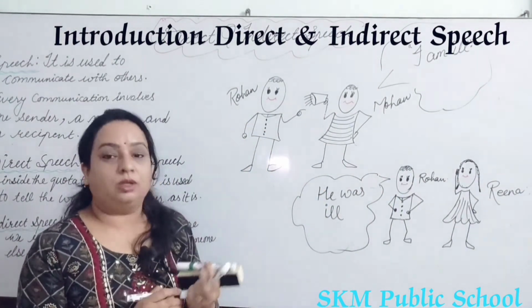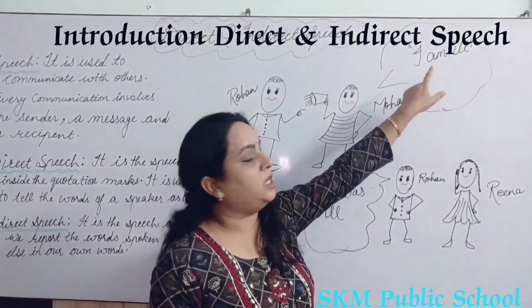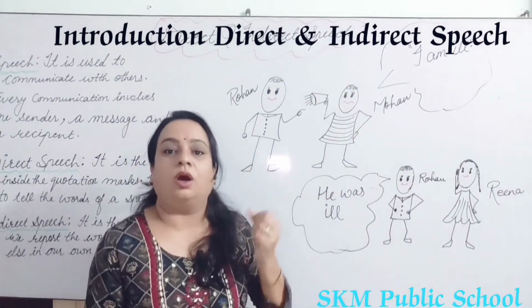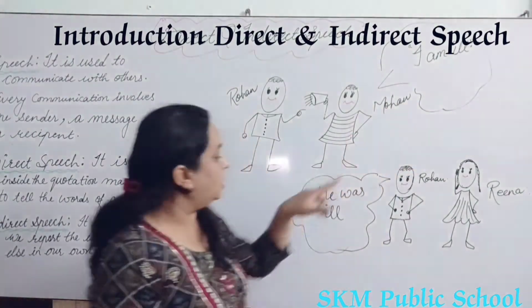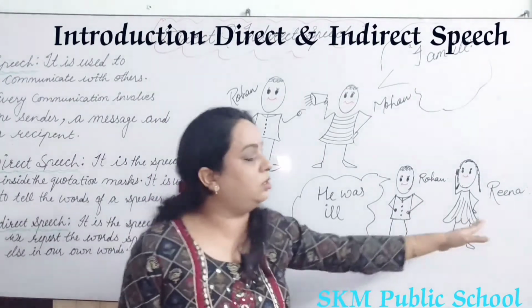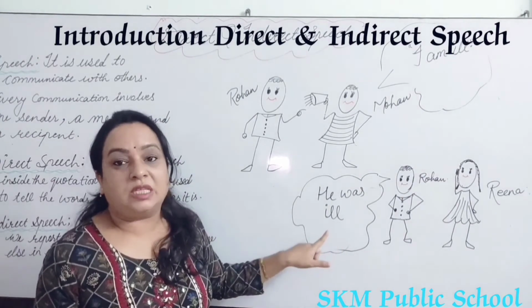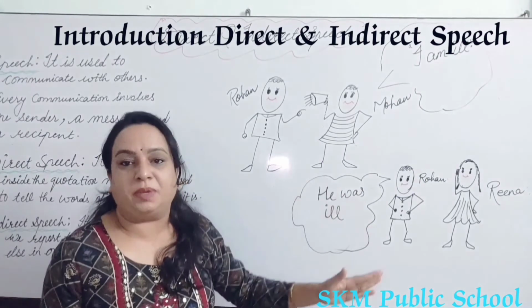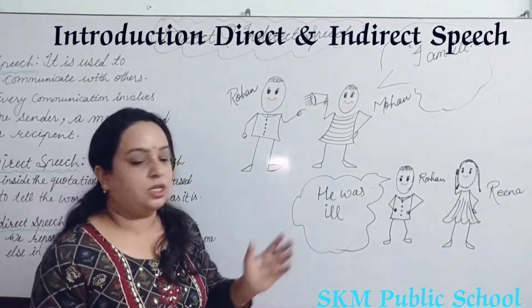So we learned here the very important thing is that direct speech is always written in quotation marks, or the other name for that is inverted commas. And when the second person Rohan is transferring this dialogue to the third person Reena, he is not using these inverted commas, because here he is using what? Indirect speech. Clear? So this is about direct speech and indirect speech.